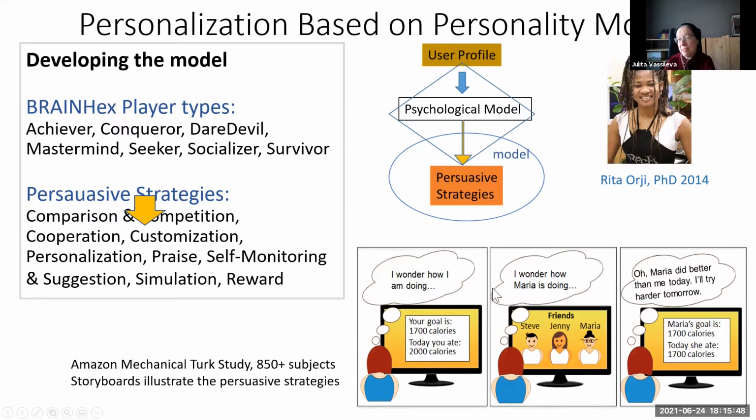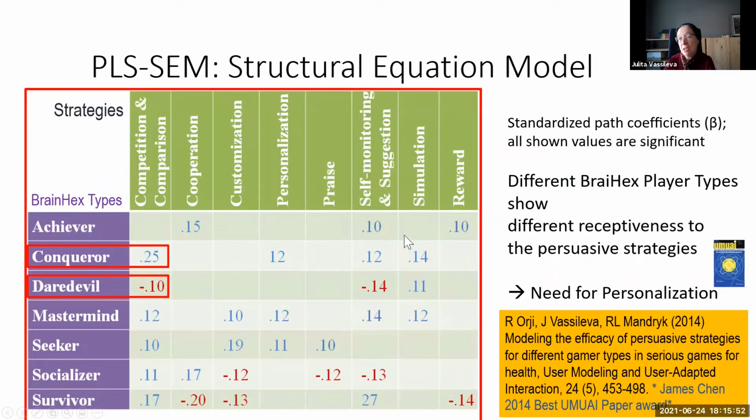Based on the collected data from this study, she developed a model. And in this model, these are the beta coefficients, the path coefficients, which show the influence of the brain hacks type of the user on susceptibility to a particular strategy. So you can see that all of these are significant, and the blue ones are positive and the red ones are negative. So you can see that the same strategy can have a completely opposite effect on 2 different personality types. So obviously we need personalization.